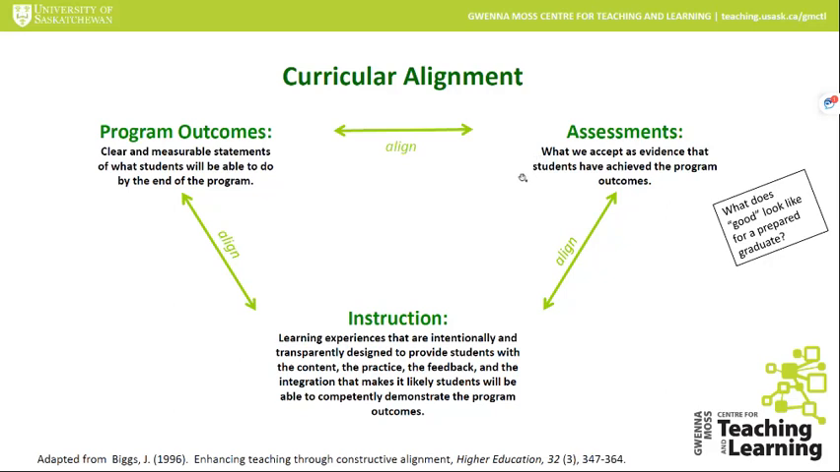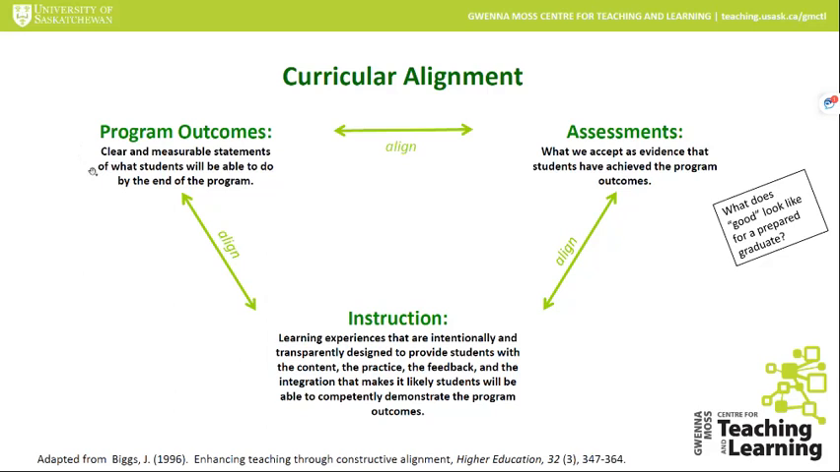How will students demonstrate their learning of the program outcomes? And what will we accept as evidence that students have achieved these outcomes? Be careful here to have a discussion about what good looks like for a prepared graduate, and how good the evidence has to be for this prepared graduate and not for an expert in the field.